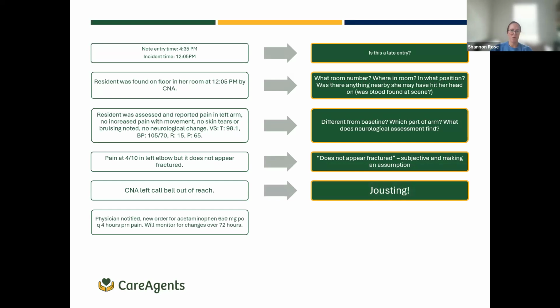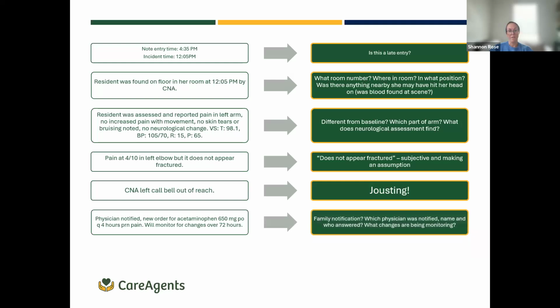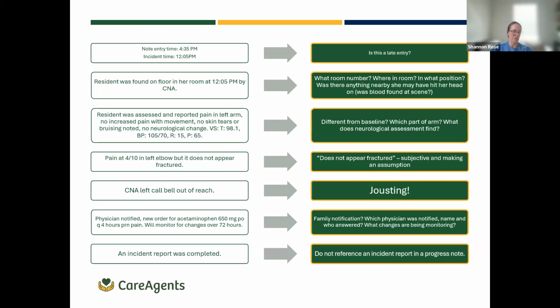"Physician notified, new orders received for acetaminophen, 650 milligrams by mouth every 4 hours for pain as needed. We'll monitor for changes over 72 hours." Was the family notified? Which physician did you call? And what's their name? And who answered the call? And what changes are being monitored? "And an incident report was completed." Incident reports should not be referenced in a progress note.